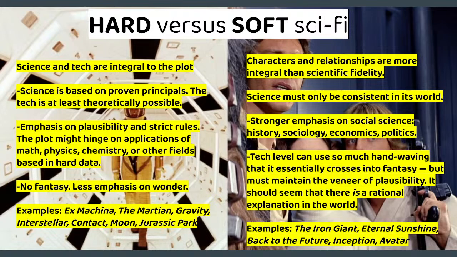This would be everything from Back to the Future, The Iron Giant, Avatar, Eternal Sunshine of the Spotless Mind, Inception, things like this, where we don't really need to dive too deeply into the specific scientific principles behind what's going on, or the science that is allowing a robot to be as big as it is in clear violation of the square-cube law, or whatever. But you get the idea.